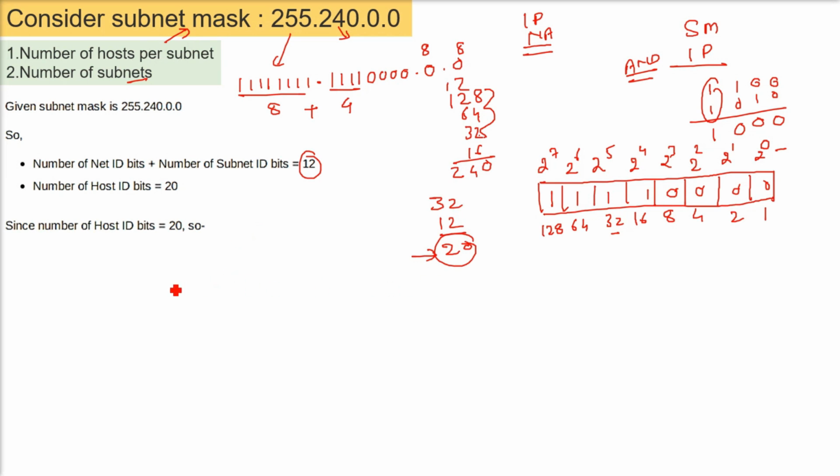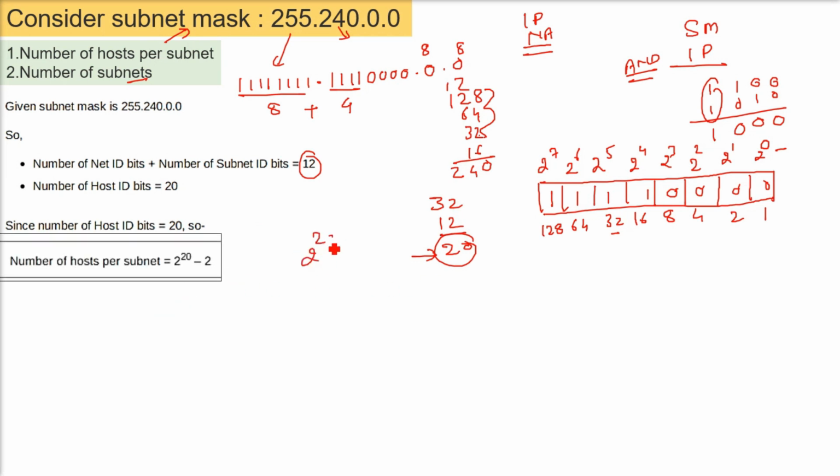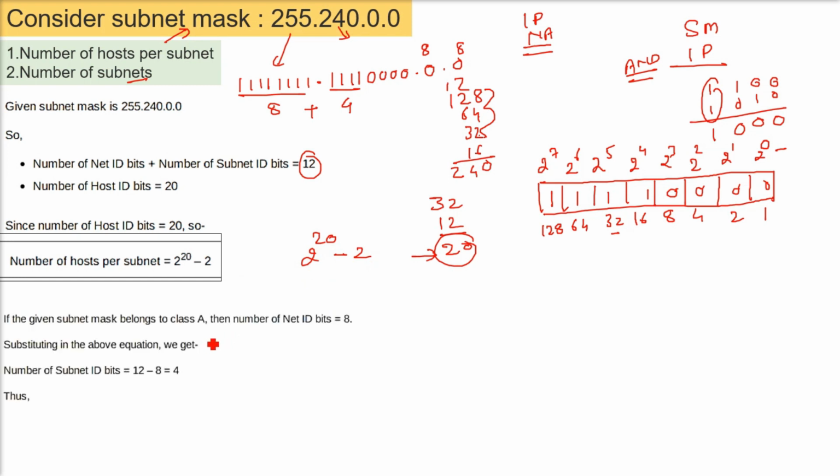Okay. So how many hosts per subnet is possible? 2 to the power 20 minus 2. First and last you cannot use.